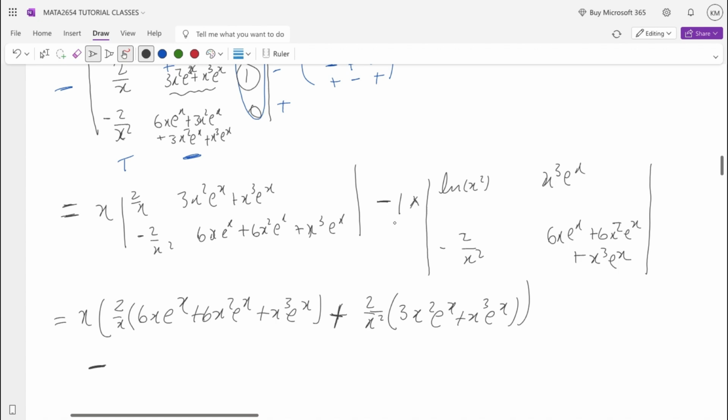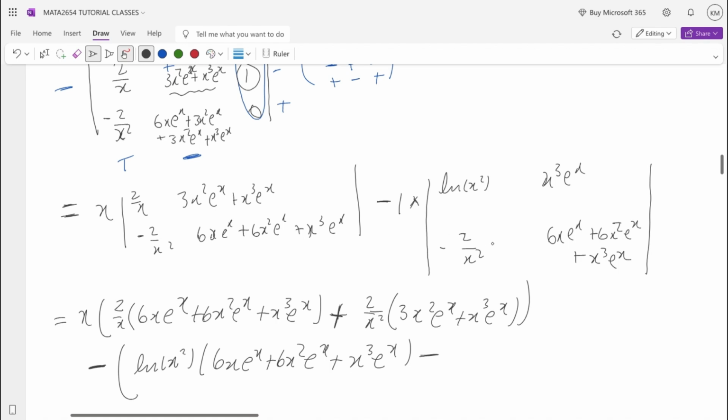So I'm here now. Minus of this times that, which is ln x squared multiplied with 6x e to the x plus 6x squared e to the x plus, not e, but rather, what's that? x to the third e to the x. Then I close the bracket. I say minus, according to how we find the determinant of a 2 by 2.